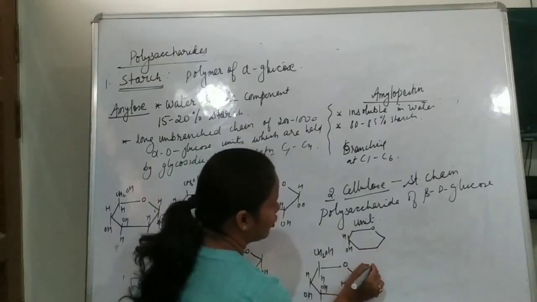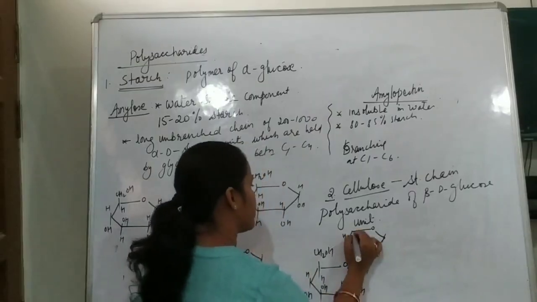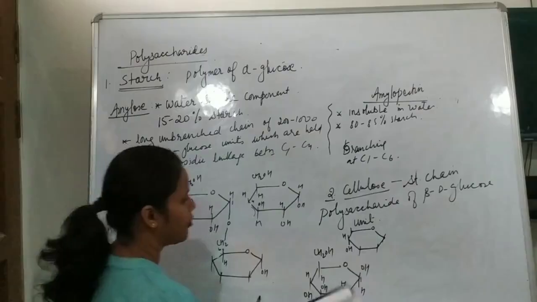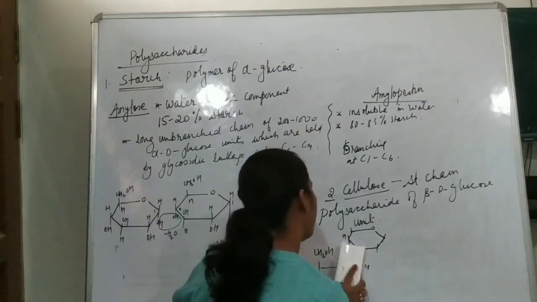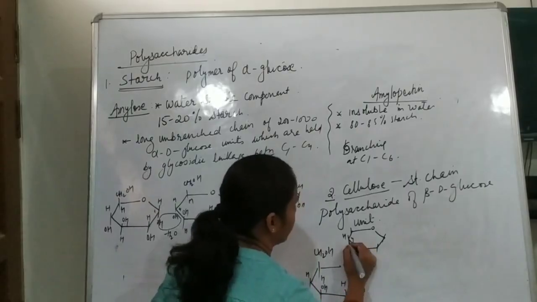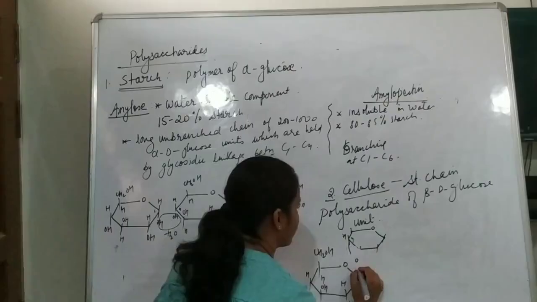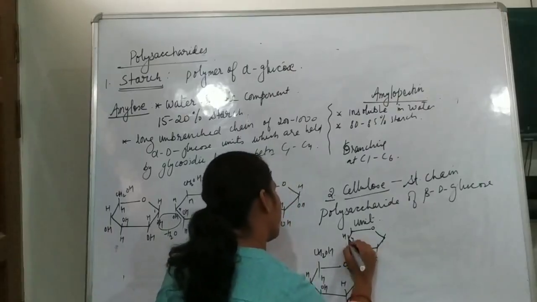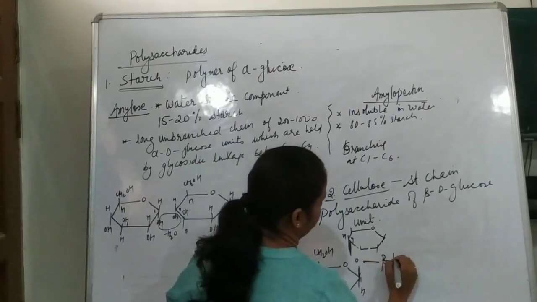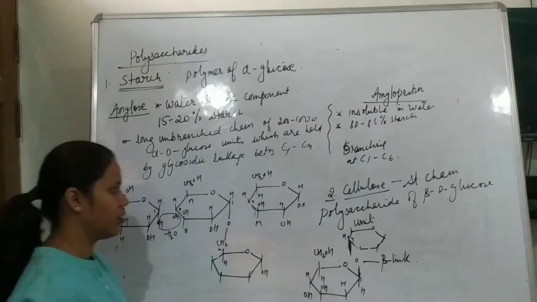Remove the water molecule from here and see. I'm not drawing all the structure, you can practice by yourself here. But I am just telling you that here, between carbon 1 and carbon 4, there will be a linkage. This beta link will form between carbon 1 and carbon 4. Okay?